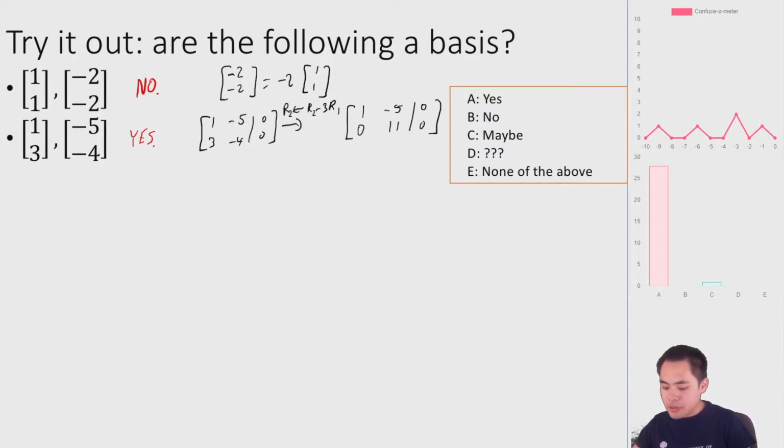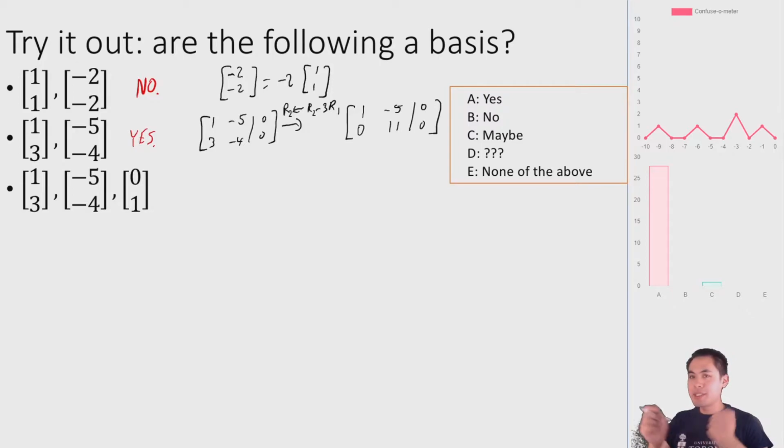Okay, let's try another one. Just to finish the previous one off, this implies that both of your coordinates are equal to 0. Okay, what about this set? Is this a basis? Let me reset. Sorry, I need to remember to reset my chat every time.